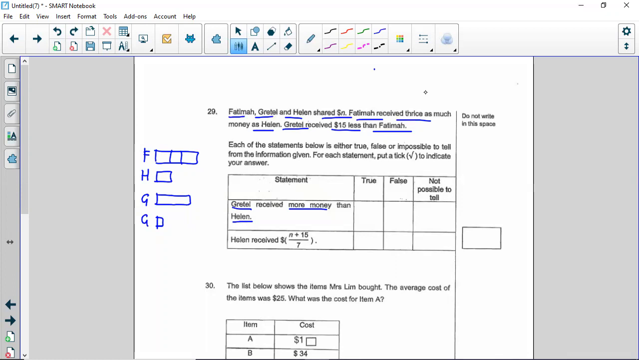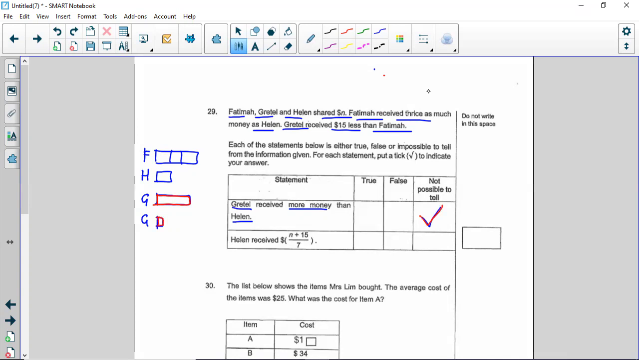So Gretel received more money than Helen. Is it true or false? Not possible to tell. Why not possible to tell? Because if you look at my model, Gretel could have more money than Helen, or maybe Gretel has less money than Helen. We are not sure. The question never says. The question only says that Gretel received less than Fatima. That's all. But we are not sure whether Gretel has more than Helen or less than Helen. So the answer is not possible to tell.